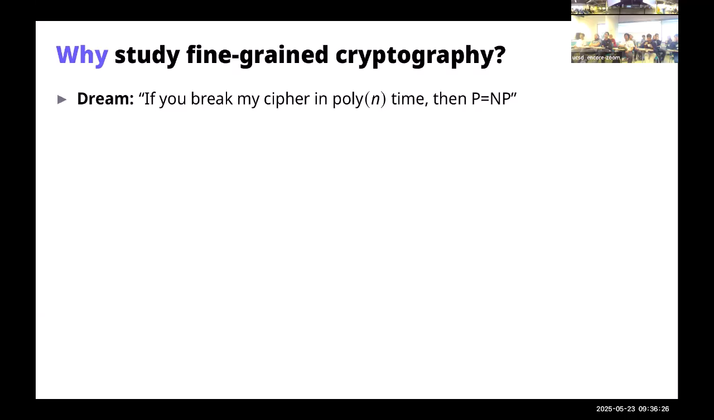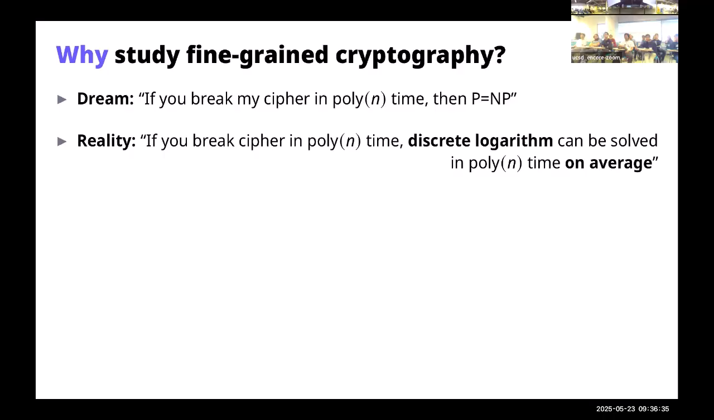And it feels like the NP-complete problems are too hard to make it happen. So somehow for cryptography, problems are hard, but not too hard. So what we do have is crypto systems such that if you break this crypto system in polynomial time, then you can solve discrete logarithm or integer factorization in polynomial time on average, on the distribution that corresponds to how we sample the encryption keys.